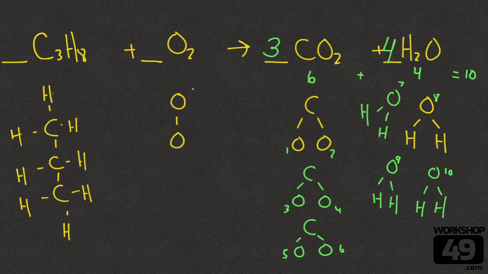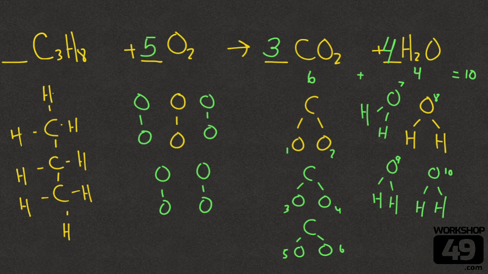Oxygens come in pairs. How many pairs of oxygen are we going to need to get up to 10 total oxygens? We have 1 pair, 2 pairs, 3 pairs, 4 pairs, 5 pairs of oxygens will get us up to 10. And hopefully, by drawing out these little structures to help you keep track of how many of each element you have, you too are going to be able to start balancing these chemical equations.